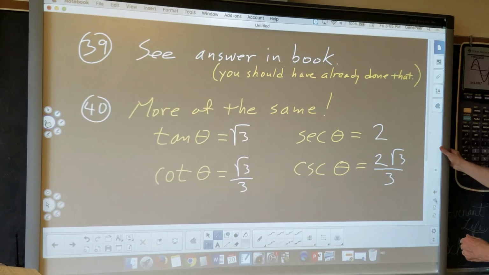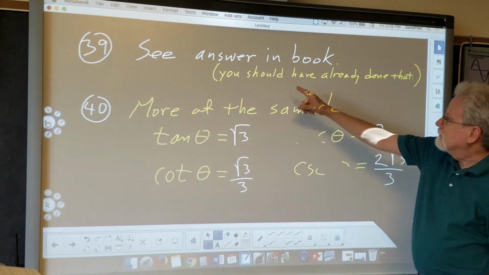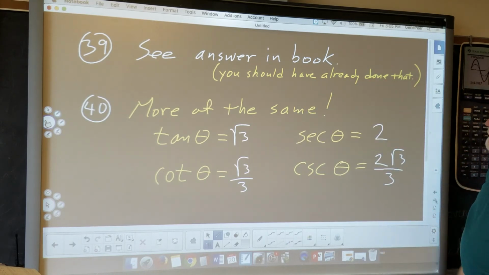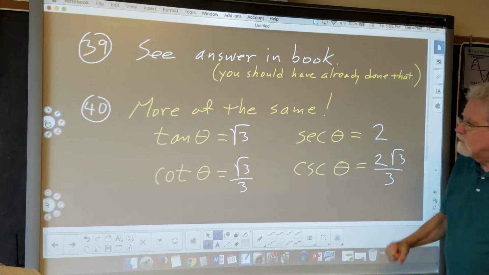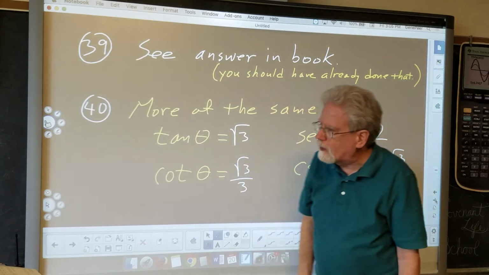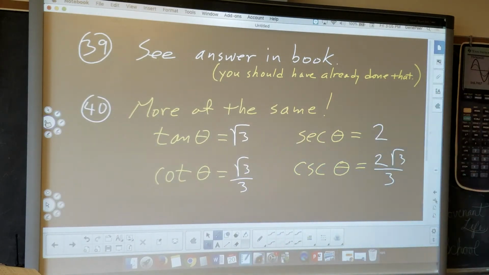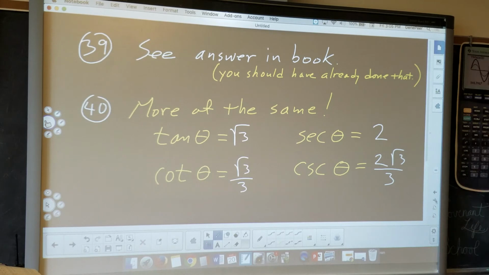Number 39, please just see the answers in the back of the book. Yeah, you should have already done that. If you haven't already done that, then you are being negligent in your studies. As you work on assignments that include odd-numbered problems, you should be checking yourself as you go. Number 40, more of the same. Here are your answers. Ta-da, done. We move on.